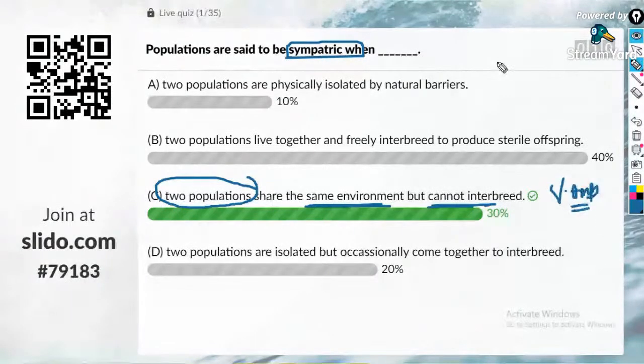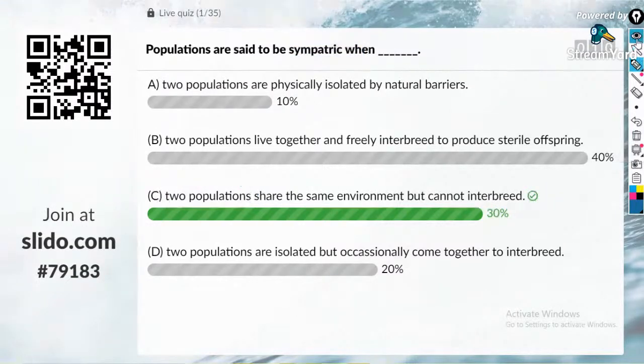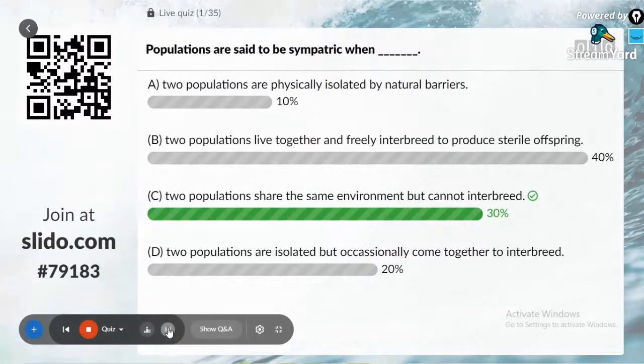Guys, today we will discuss 35 questions, and these 35 questions are my guaranteed questions. Out of the 35 questions that we did in this Slido quiz, at least 18 or 19 questions will definitely come for your examination. These are my guaranteed MCQs, all the most important questions. So populations are said to be sympatric when they share the same environment but cannot interbreed. All your eyes on the screen. Second question.